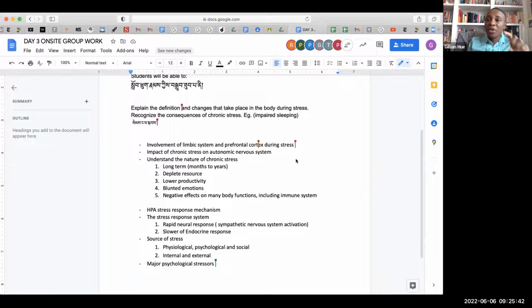So the critique I would have had for group 3 is they didn't mention the HPA axis, or the hypothalamic-pituitary-adrenal axis, so that HPA response, which is here.